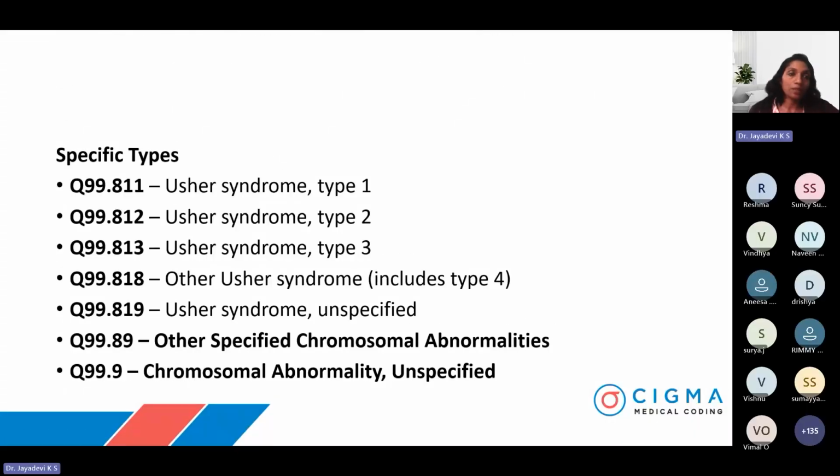Now, specific types, you can see Usher syndrome type 1, 2, and 3. Other specified and unspecified codes are there. Now, other specified chromosomal abnormalities, you can give Q99.89, and chromosomal abnormality unspecified goes directly to Q99.9.